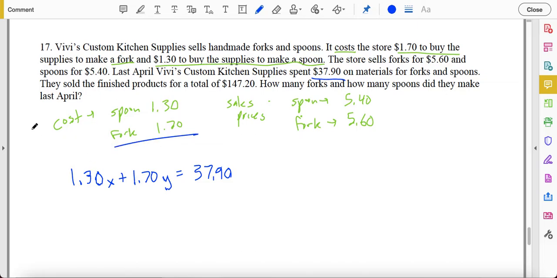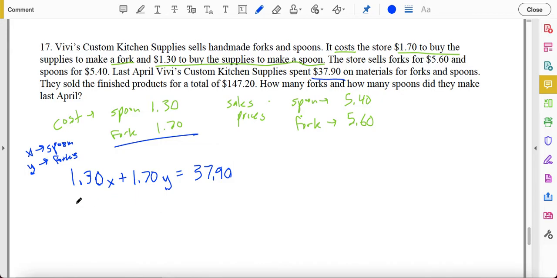So X is spoons, the number of spoons, and Y represents the number of forks. So we have that equation, and then we have the other equation. They sold the finished products for a total of $147.20. Not a lot of money for a whole month's worth of stuff.